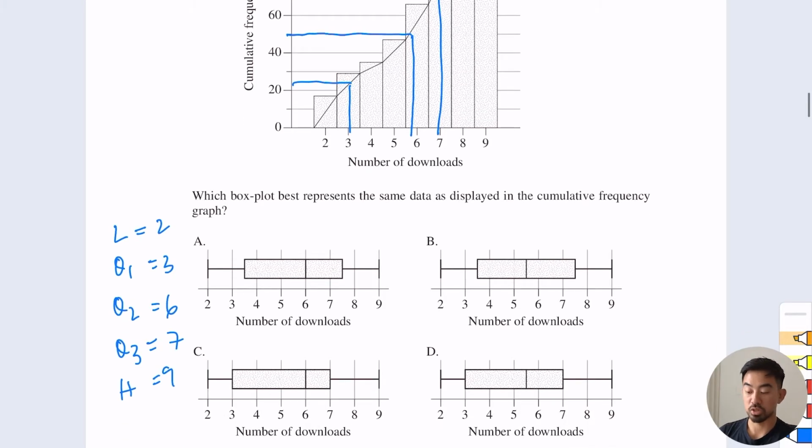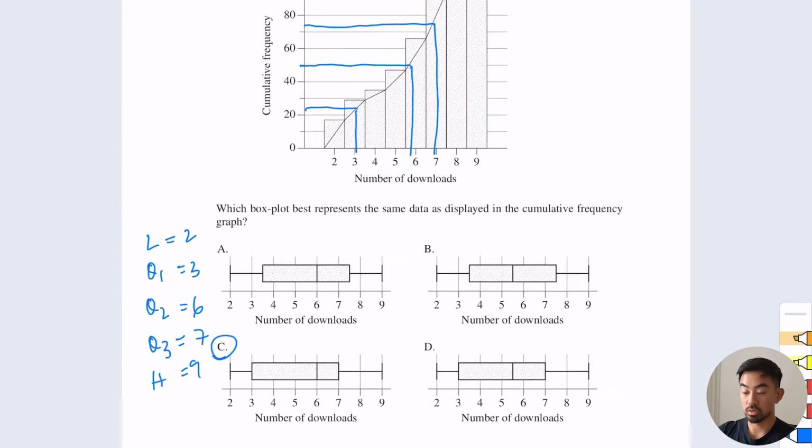And now it's just a matter of matching it up. So let's say they all have highs and lows of 2 and 9. This one has a median of 6, but doesn't have a Q1 of 3, so it can't be A. This one doesn't have a median of 6, can't be that one. This one has a median of 6, Q1 of 3, and Q3 of 7. So I think that is my answer.